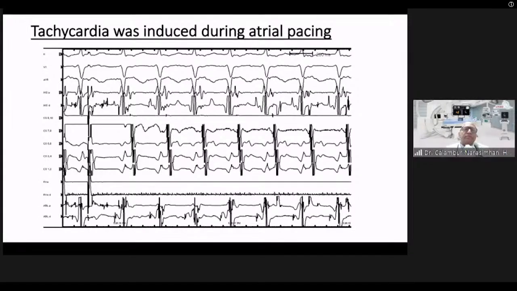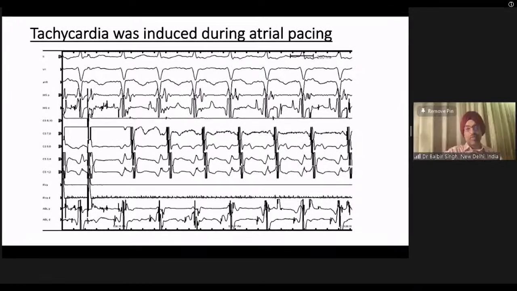So a tachycardia is induced. You can see an atrial extra stimulus induces the tachycardia. The atrial extra stimulus blocks in the accessory pathway and conducts down the AV node. As you can see, the first complex after the atrial paced beat is a narrow QRS. There is some AH prolongation, and then it starts the tachycardia.